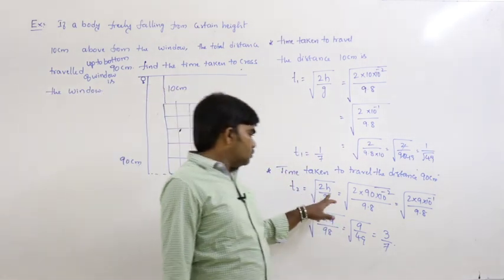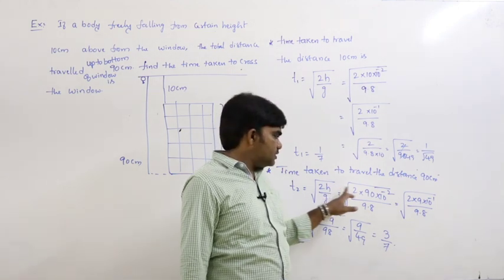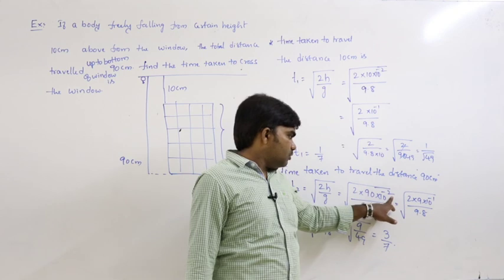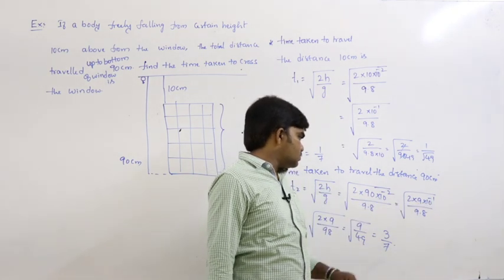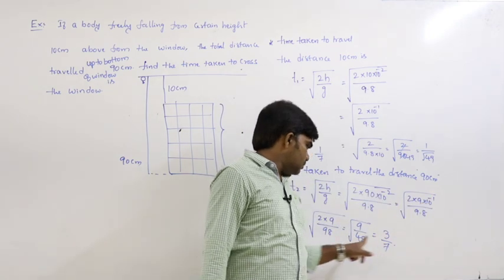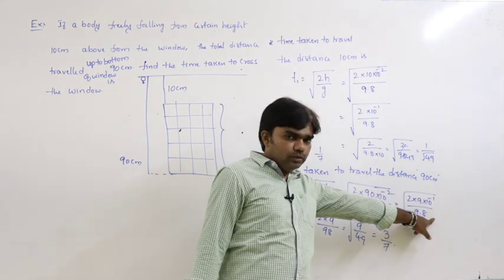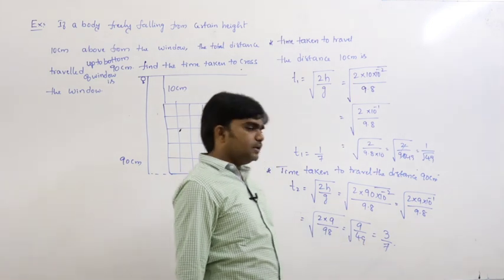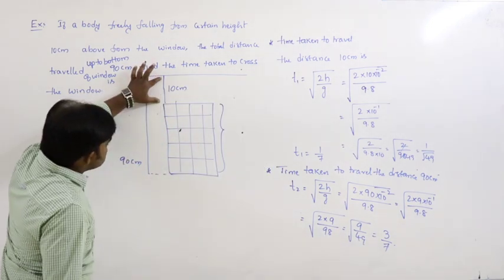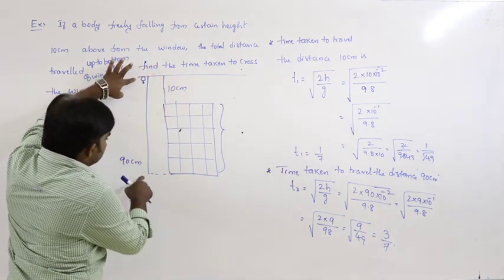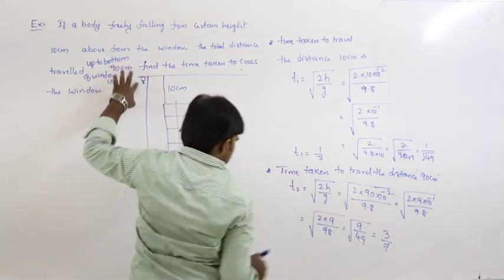T2 equals under root 2h by g. H is 90 centimeters, 90 into 10 power minus 2, which gives 9 into 10 power minus 1, divided by 9.8. So 10 power minus 1 comes to the denominator, 9.8 into 10, that is 98. So that is root of 9 by 49, 3 by 7. From this position to this position, the time taken is 1 by 7. From here to here, the time taken is 3 by 7.